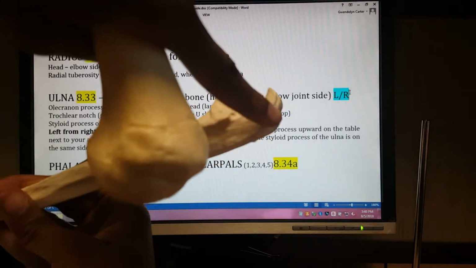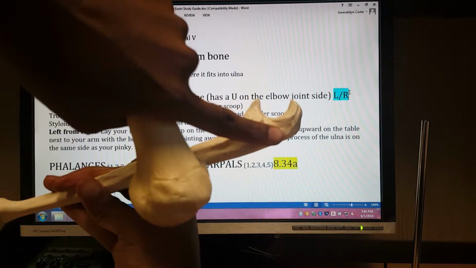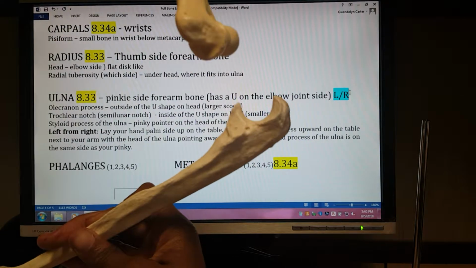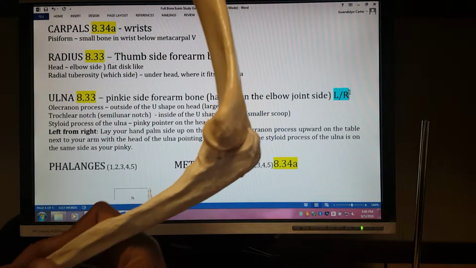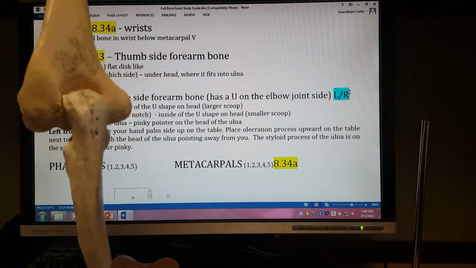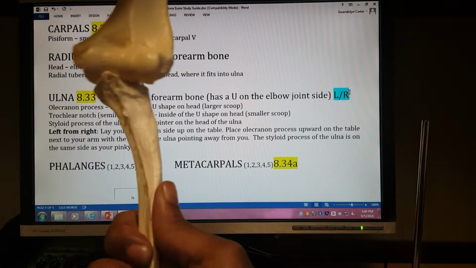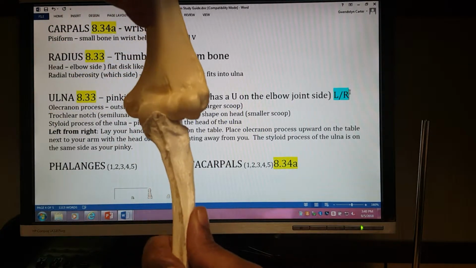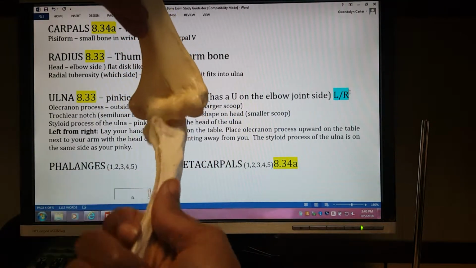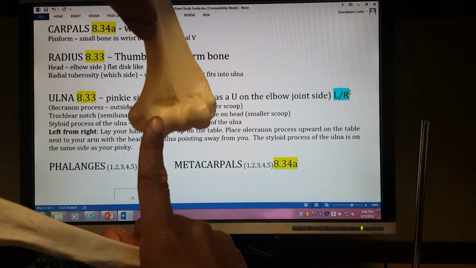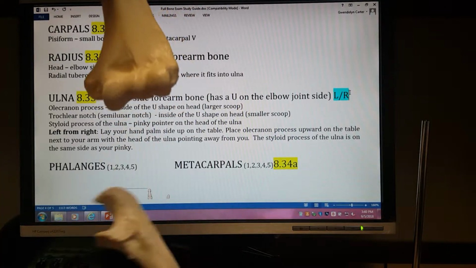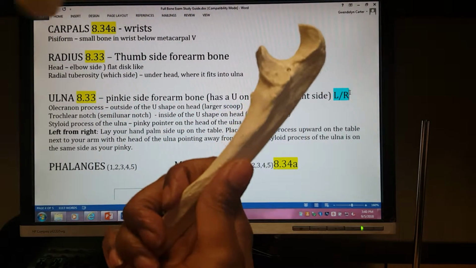So that little bump called the ulnar process is where you have your elbow bump. Here, making that joint connection to make your elbow joint. This bone actually slides and makes a connection with the trochlea on this side of your humerus. So big U, that's your ulna.